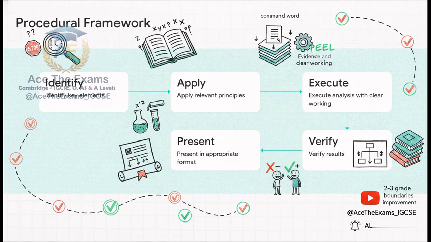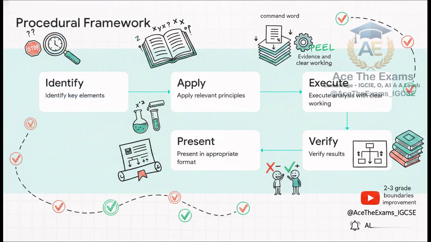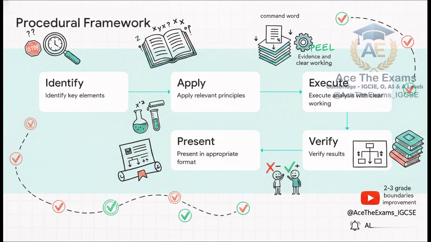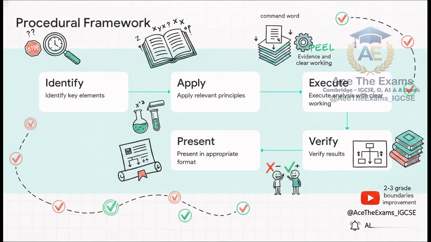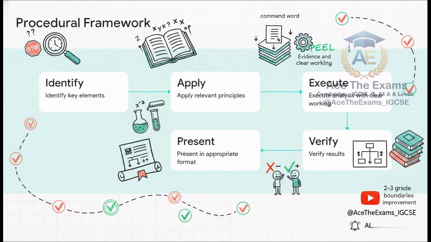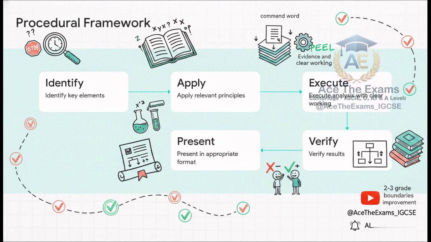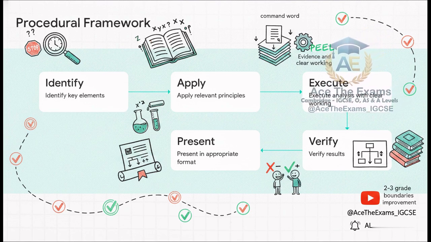Step 1, identify key elements. What is the command word? Is the examiner telling you to find, show that, or calculate? What are the exact initial conditions given in the prompt? Step 2, apply relevant principles. This is where you explicitly write down the formula before you even think about plugging in numbers.